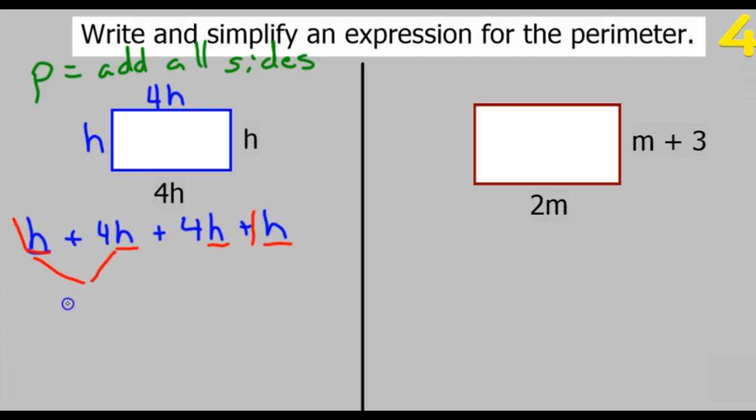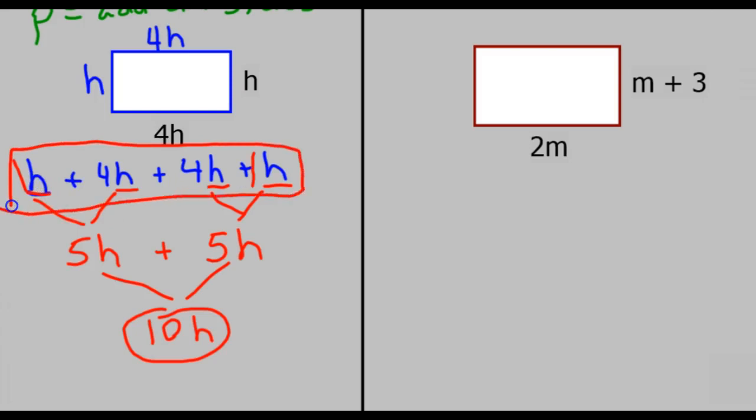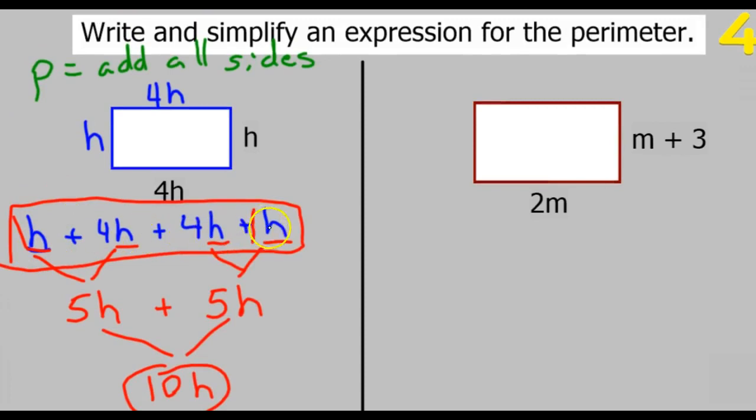1h plus 4h gives me 5h. If I combine these two, 4h plus 1h, that gives me another 5h. Now I still have my h's, so I can combine these two. 5h plus 5h gives me 10h. So we simplified this entire expression into one term, 10h. That would give us the same perimeter as if we did this entire thing here.